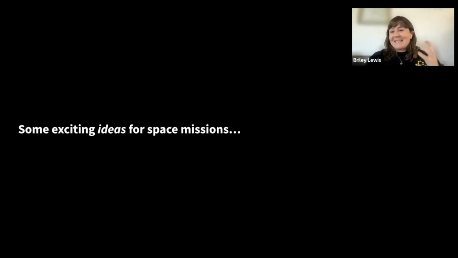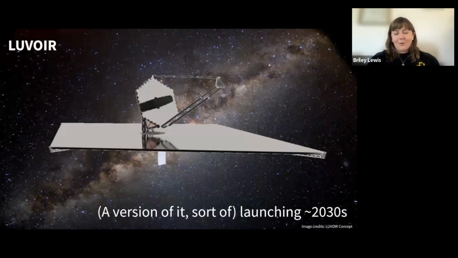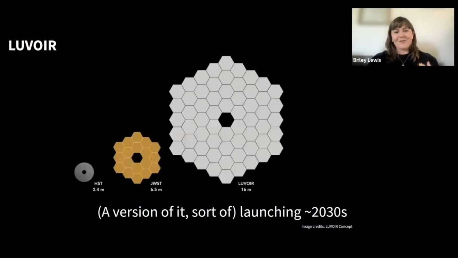And so there's also some exciting ideas for space missions. One is the idea of LUVOIR. I say a version of it, for reasons I'll get into in a second. LUVOIR was this idea where people were like, let's just make a gigantic telescope, obscenely large. For comparison, you've got the small circular mirror of Hubble, the mirror of JWST that we think is huge because it's 6.5 meters, and then the original proposal for LUVOIR was this 16-meter behemoth next to it. So this would be a wild thing if we could make it work.